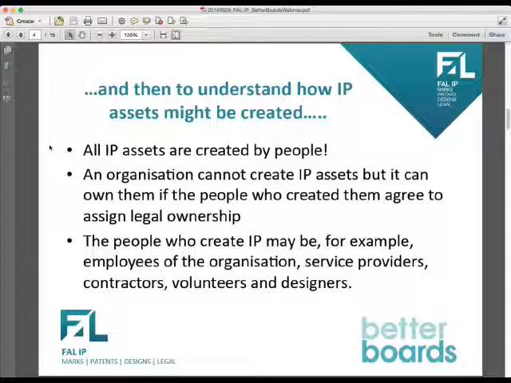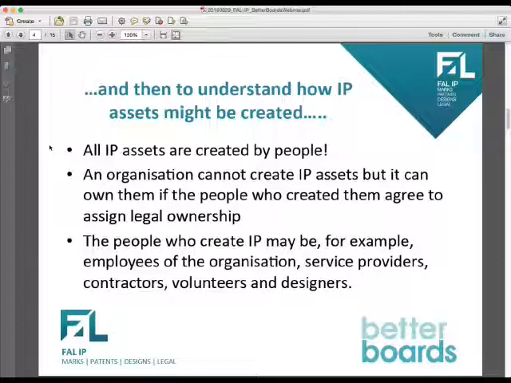The organization per se cannot create IP assets, but it can own them, and this is important, if the people who created them agree to assign the legal ownership. We're touching on this, but it's actually quite an important point, particularly for not-for-profits and organizations that have volunteers and people that come and go frequently and create materials. It's important to assign that legal ownership to the organization so that the IP right stays there and not with the person that created it.